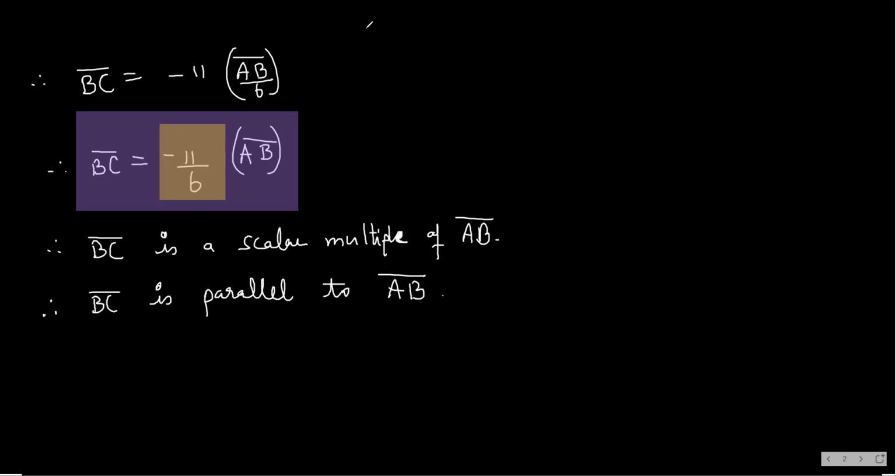Okay. And what does this negative sign show? It shows that though BC bar and AB bar are parallel, they have opposite direction. Nothing to be worried. Now for your explanation, let me draw BC bar. Think this is BC bar.